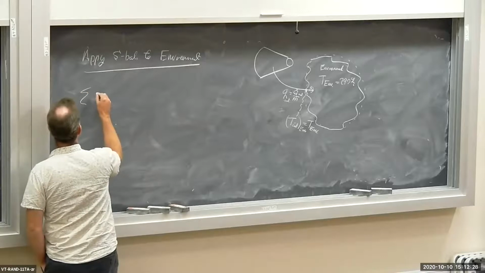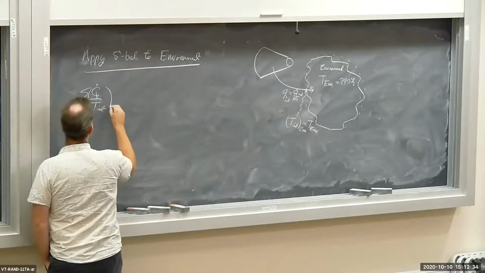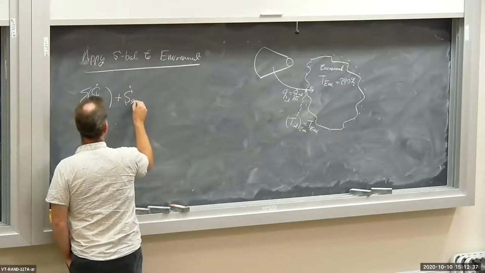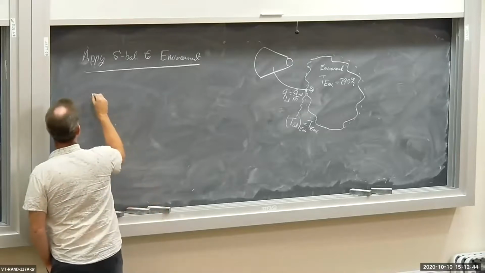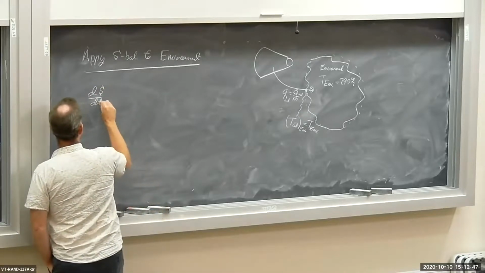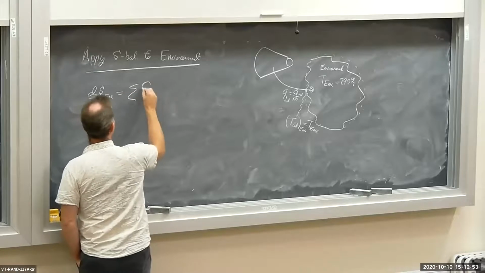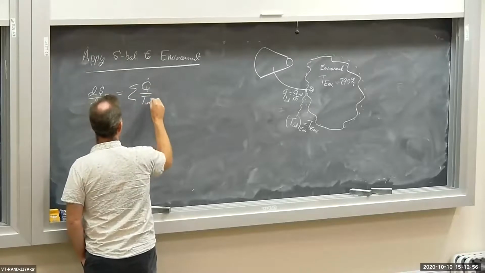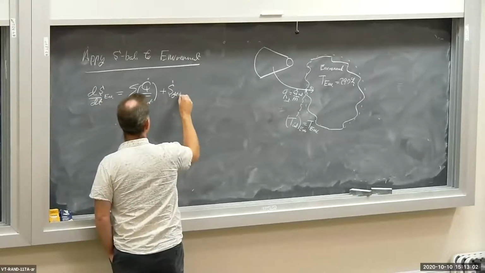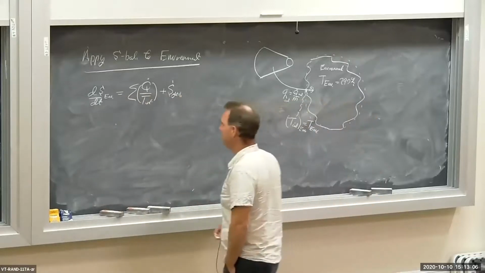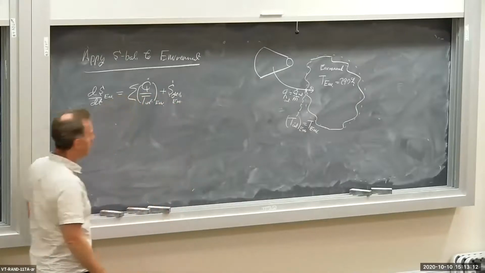Let's see here. dS/dt for my closed system, which is the environment, is equal to the sum of Q dot over T interaction for the environment plus S dot gen for the environment. Environment, environment, environment, okay?